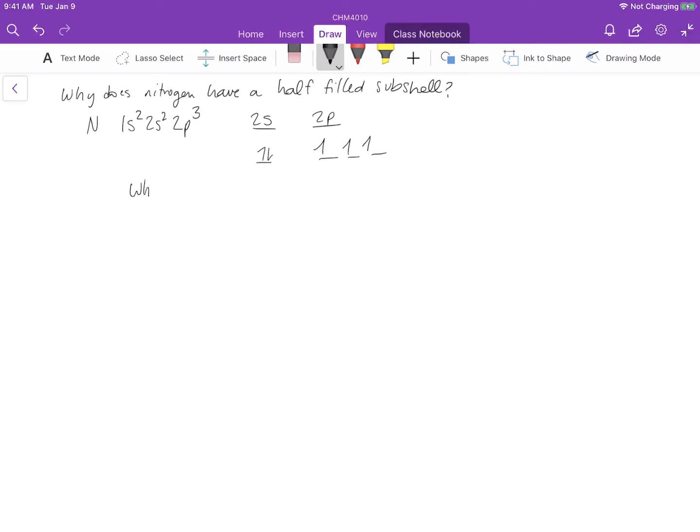But why can't we have some other options? Why can't we do this? And why can't we do this? So you would have probably said that you want to have a half-filled subshell where all the electrons are unpaired. And you're correct. These are excited states. And the first one is the ground state. But the real reason is because of exchange energy.